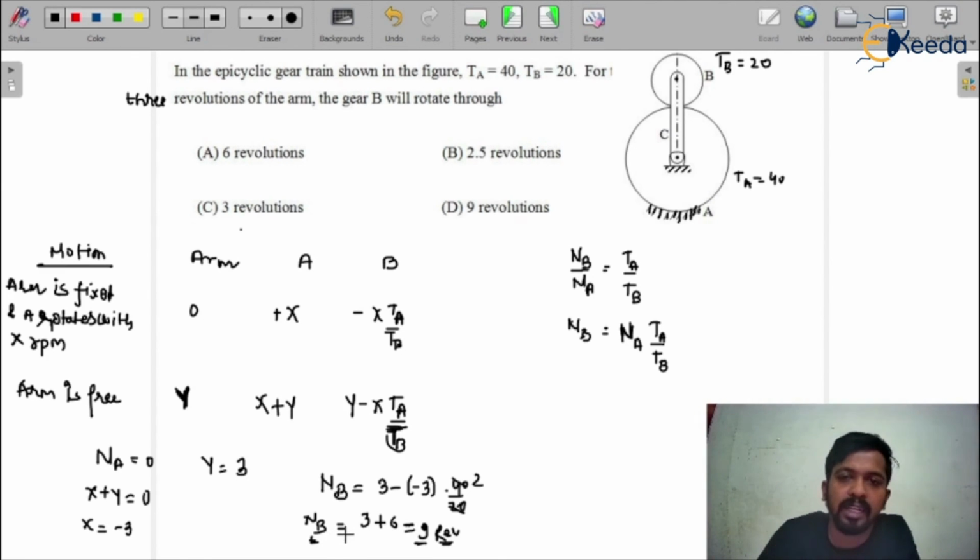I hope you understand the solution of that question. You just need to put in the values after you make the table completely. If you make any plus or minus sign mistake in the table, you will get the wrong answer, because sometimes in the options they will give you the direction also, clockwise and anti-clockwise, so you need to focus on the direction as well.